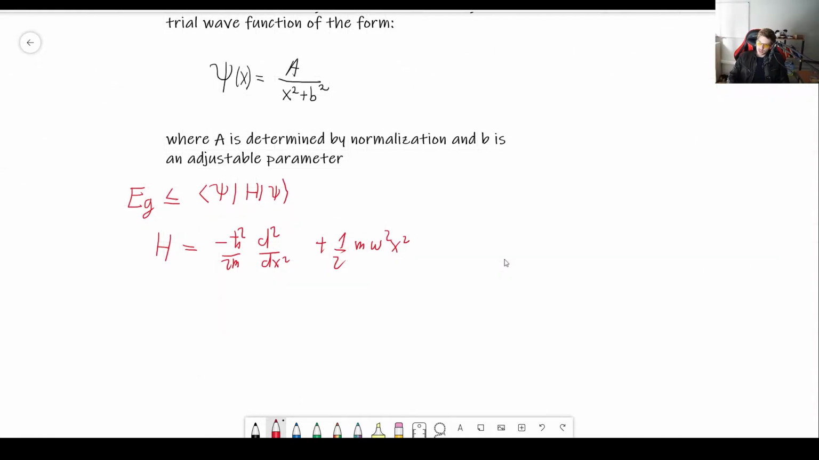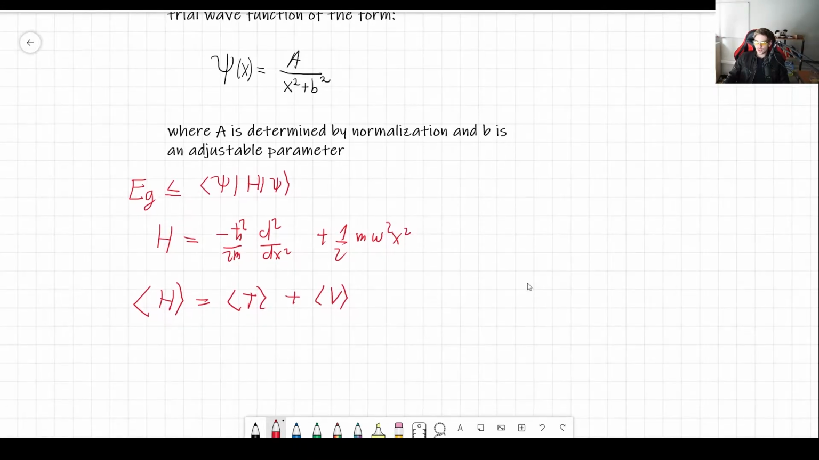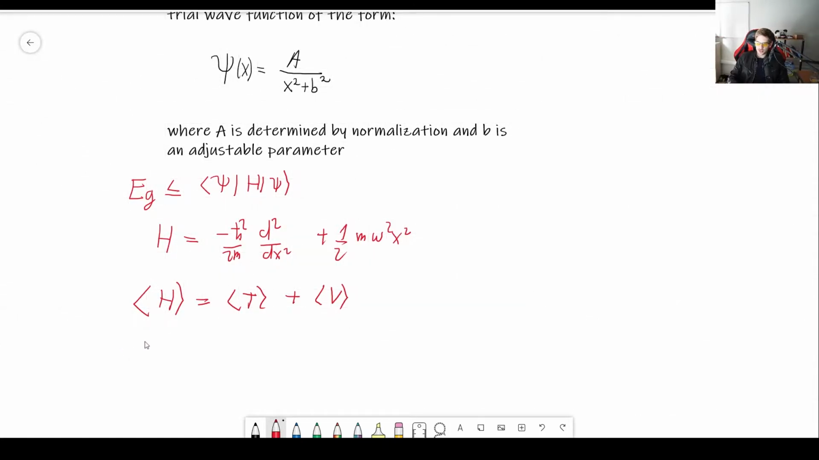So what we need to do now is, of course, take the expectation value of this. So expectation value for the kinetic part and for the potential. So let's do each one of those. So let's begin, as usual, with the expectation value for the kinetic part. And maybe, actually, before we begin, let's normalize the wave function.